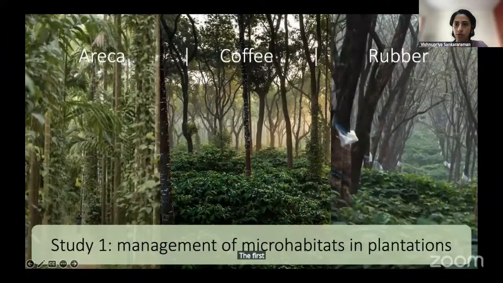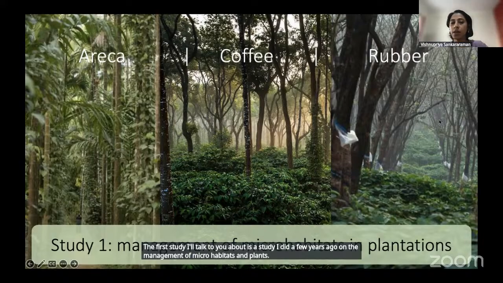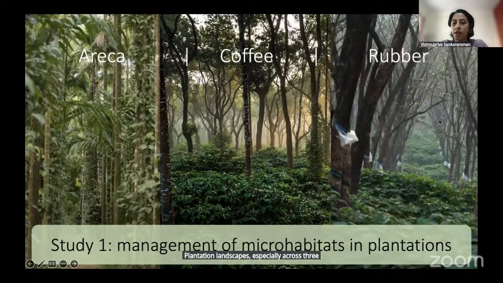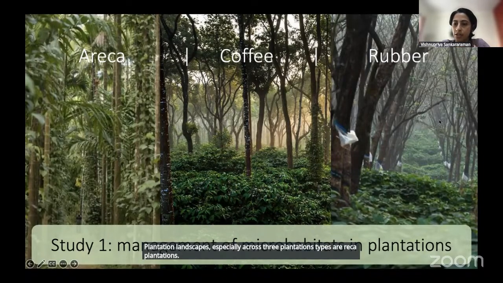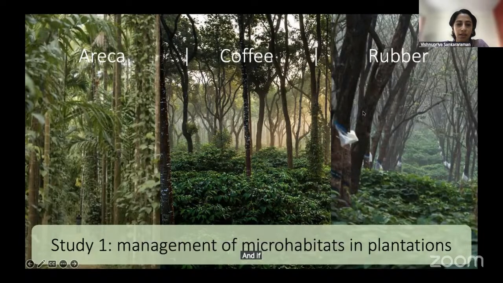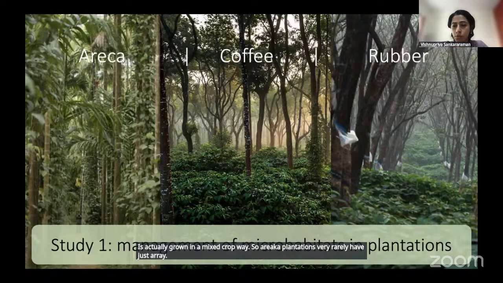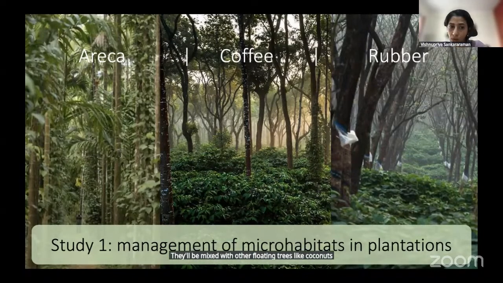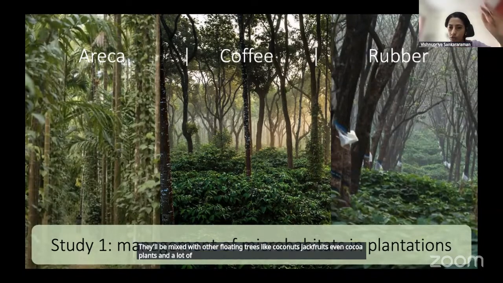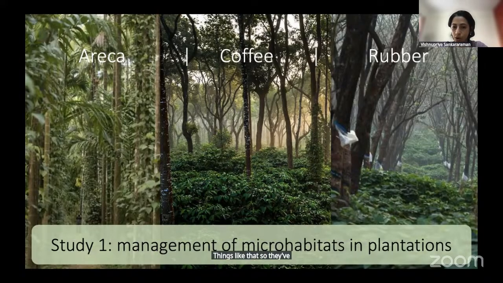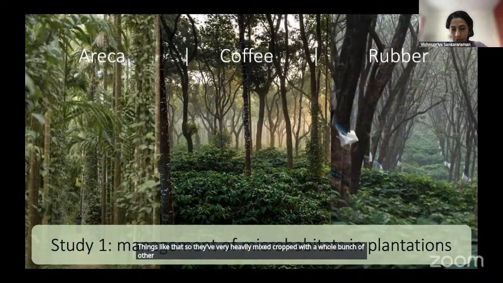The first study I'll talk to you about is a study I did a few years ago on the management of microhabitats in plantation landscapes, especially across three plantation types: areca plantations, coffee plantations, and rubber plantations. And if you look at these three pictures, you'll see that areca on the left is actually grown in a mixed crop way. So areca plantations very rarely have just areca. They'll be mixed with other fruiting trees like coconuts, jackfruits, even cocoa plants, and a lot of pepper vines growing along the trunks of the areca palm, things like that. So they're very heavily mixed cropped with a whole bunch of other commercially important species.